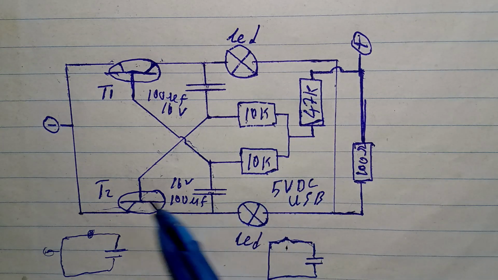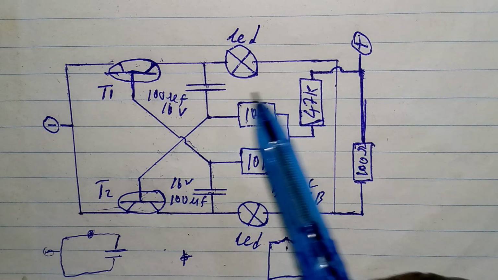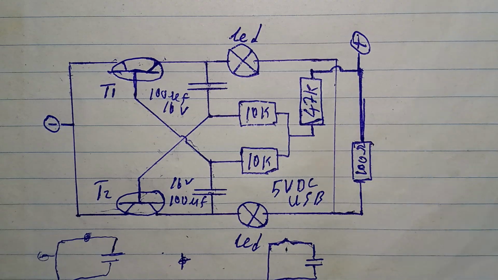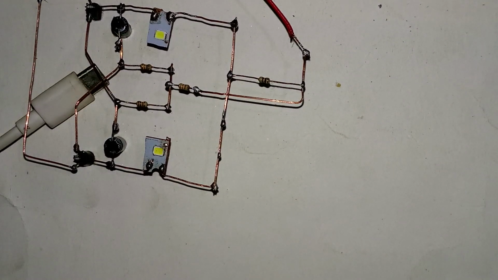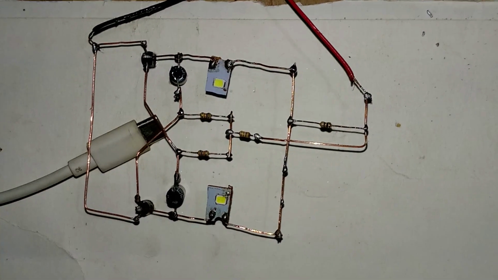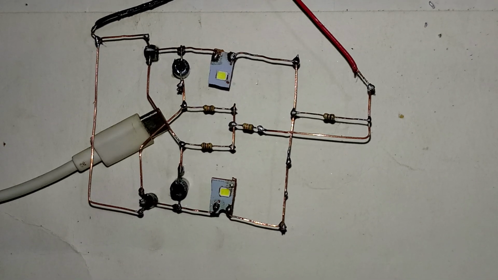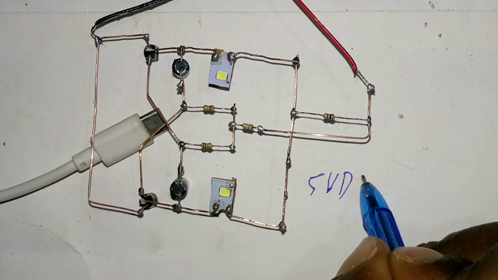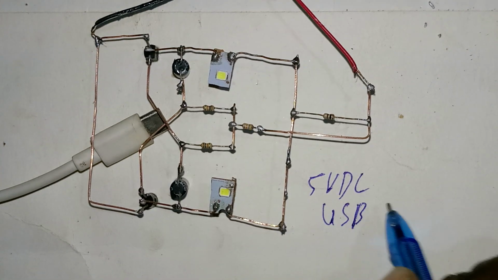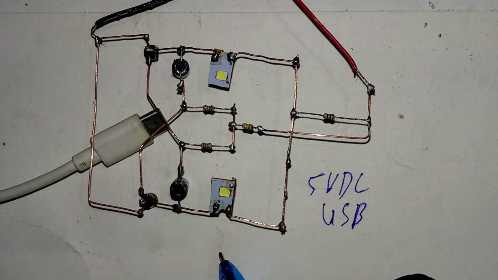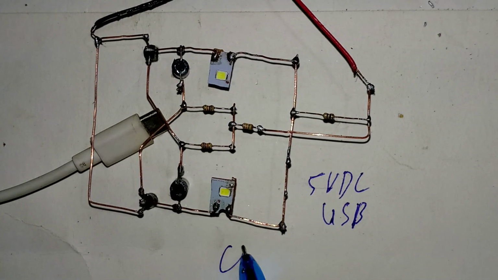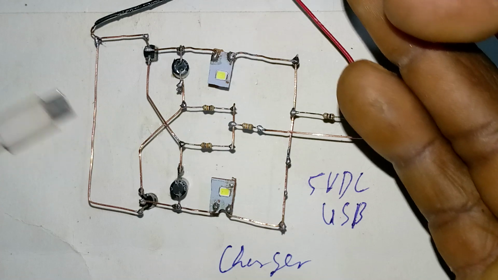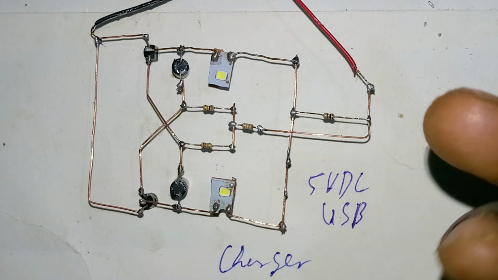Now let's come to the practical aspect, where you will see the physical components and how they function. Now this is the diagram of the multivibrator circuit. This is the power. You use 5 volts DC. You'll be using a USB charger. This is a mobile charger that you use to power the circuit. This is just 5 volts.